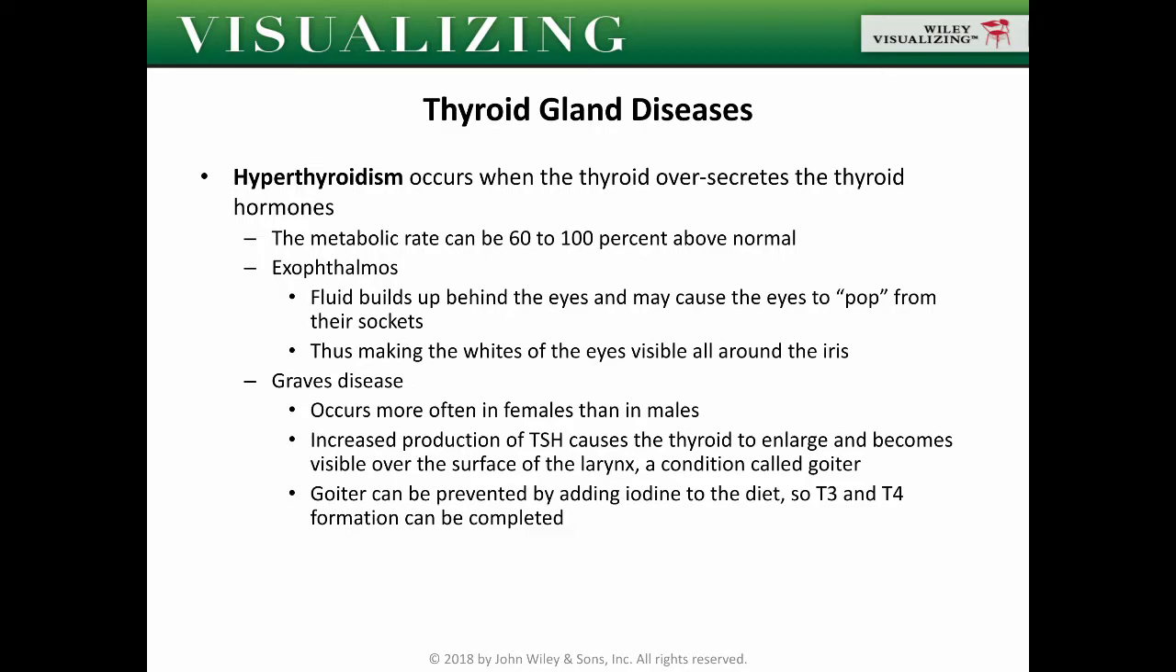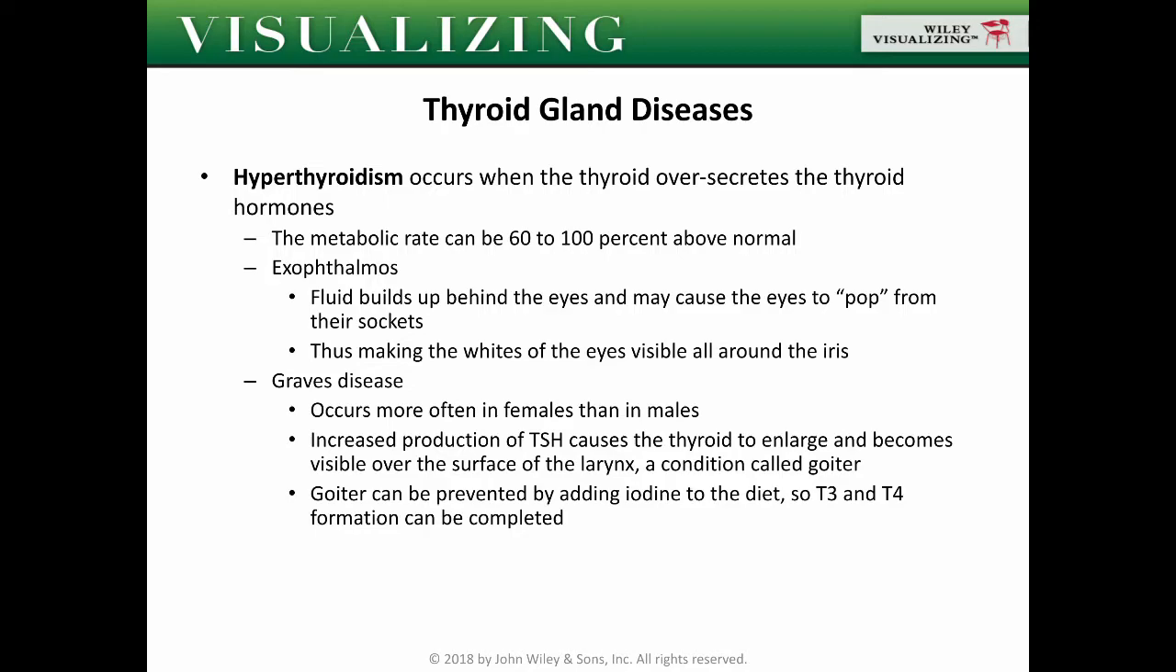So basically, you can see, the term here is nakaluwa ang mata. Okay? This makes the whites of the eyes visible all around the iris. And then we also have Graves' disease, which occurs more often in females than in males. This is an increased production of the TSH that causes the thyroid to enlarge and become visible over the surface of the larynx, a condition known as goiter.